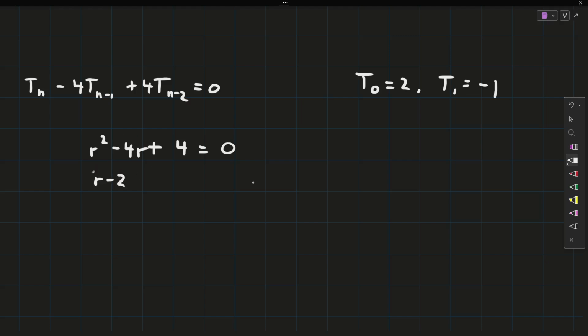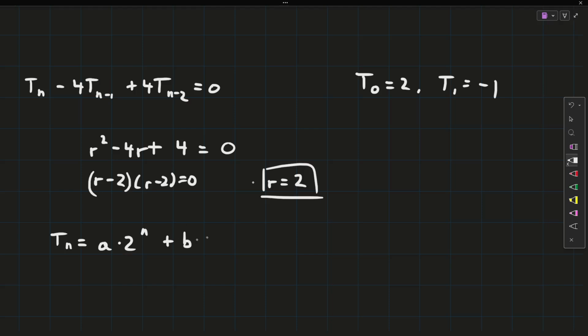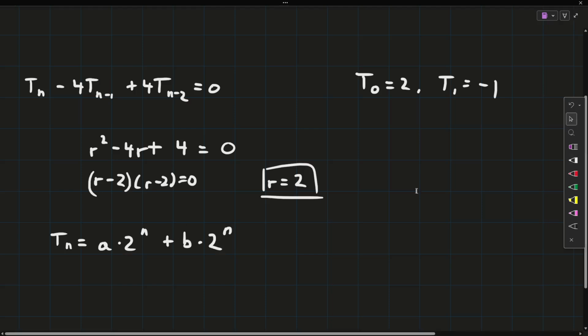So we can factor this, and we'll get r minus 2 times r minus 2 equals 0, which means that our answer is just r equals 2. So we only get one answer, but we might think, well, let's try the same method and see what happens. You say that tn is equal to some number times 2 to the power of n plus some different number times 2 to the power of n, because we had the same root twice.